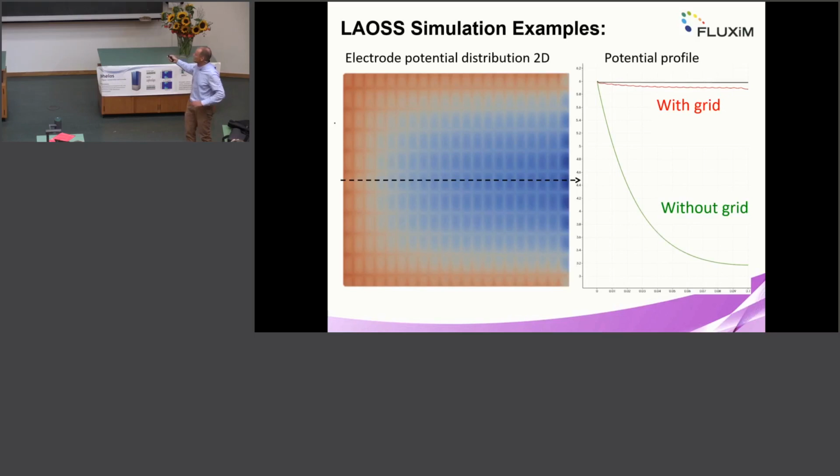The pictures, of course, with false colors are misleading. These wiggles here are really a very constant value across here, and that's much better than the case we had before without any metal grid.